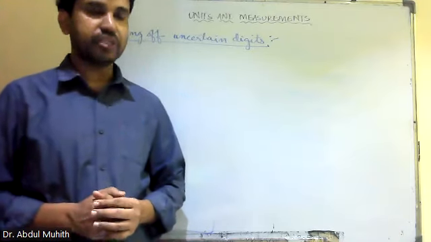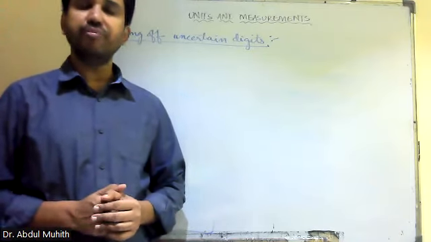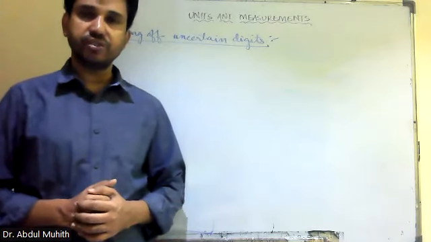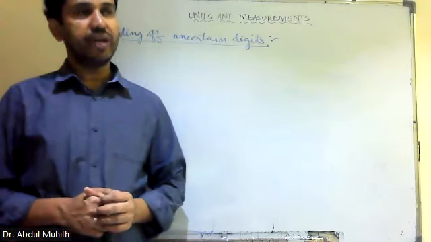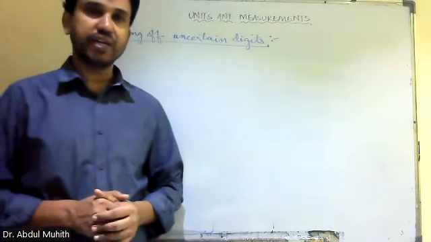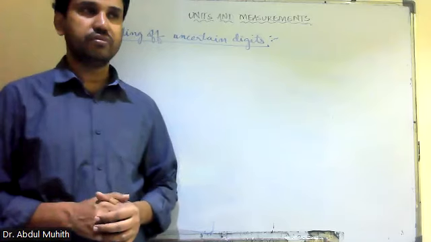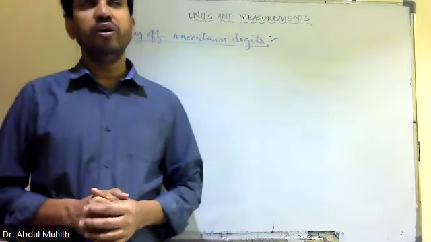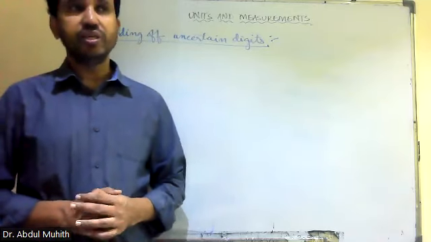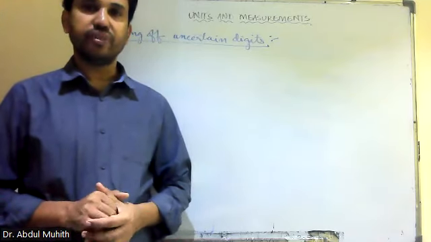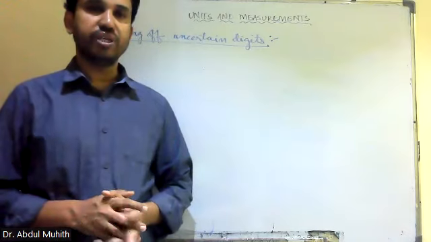Next, we have supplementary quantities. What are supplementary quantities? Solid angle and plane angle. What is the formula for plane angle? Theta equals L by R, arc length by radius, and it is measured in radians.